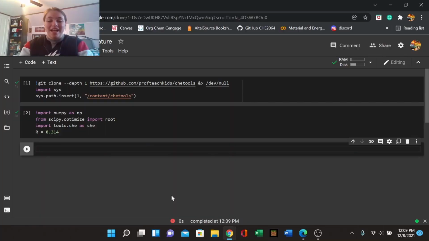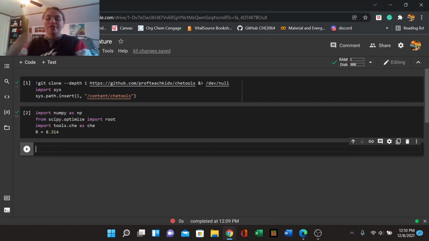All right, now it is time for us to code everything we just solved in Google Colaboratory, aka Python. What I have done here is cloned in chem tools, so that we can get all of the values the system has for our methane, ethane, propane, all that jazz. Down here, we're making life easier with numpy as np, so we don't have to write out numpy. Same thing with tools.che, it just says che. And then scipy optimize, importing the root for the root solver at the end.